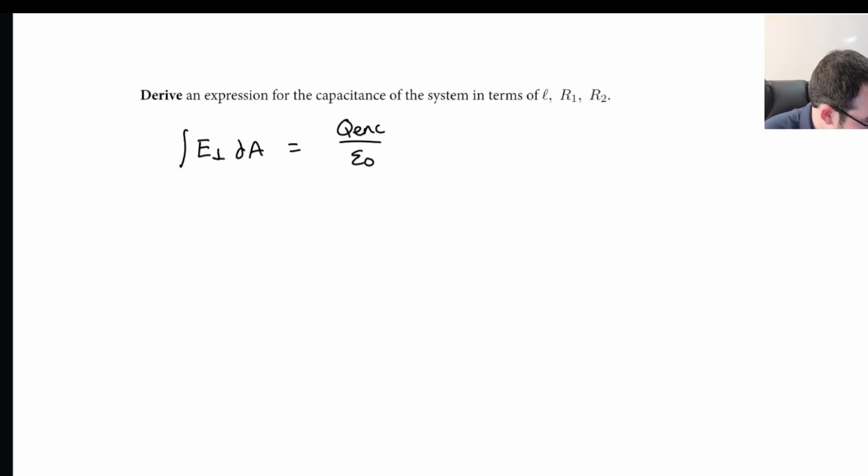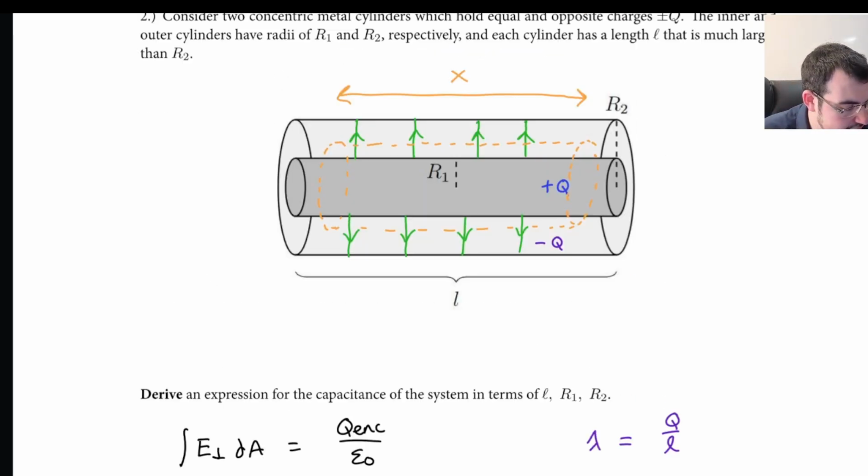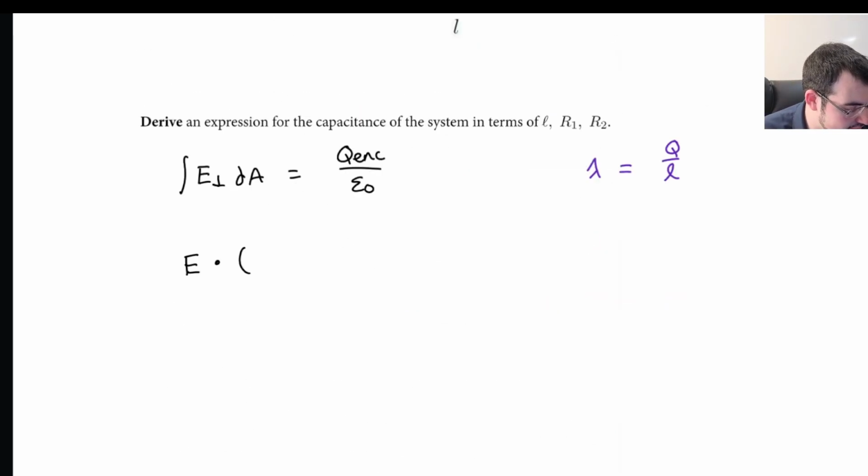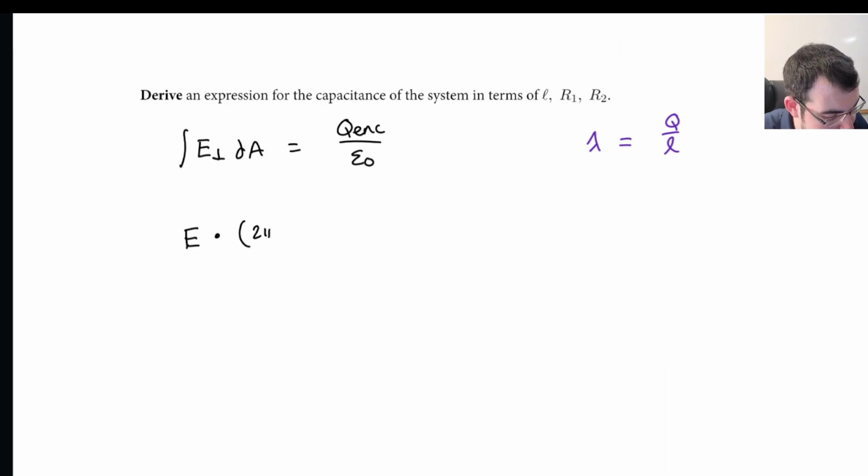So what we can do to find Q enclosed, since it's uniformly distributed, we can define this quantity lambda as charge per length. Because that will be the same, so we can just multiply lambda by our enclosed length to get charge. So this is the cylinder. The flux pierces the entirety of the barrel. So the barrel of the cylinder is 2 pi r, and it's extended for a distance x.